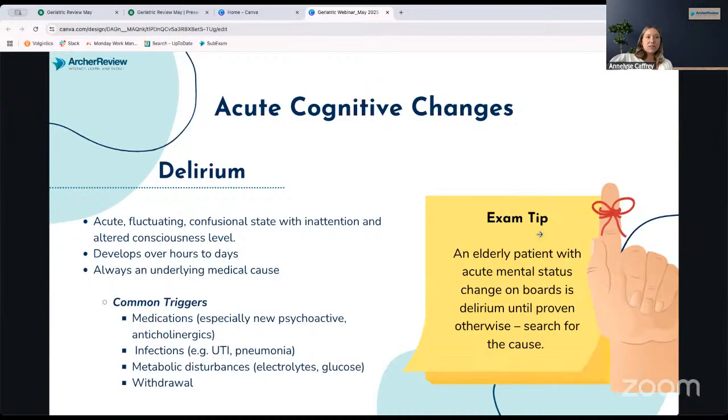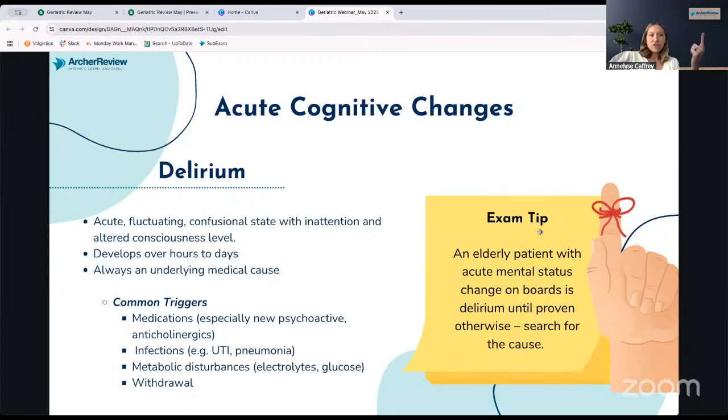This is something that is treatable. It's going to alter their consciousness level. It comes on fast, over hours to days, and it needs to be treated. There is always an underlying cause to delirium, whereas with dementia, oftentimes there's not an underlying cause that we know of yet.